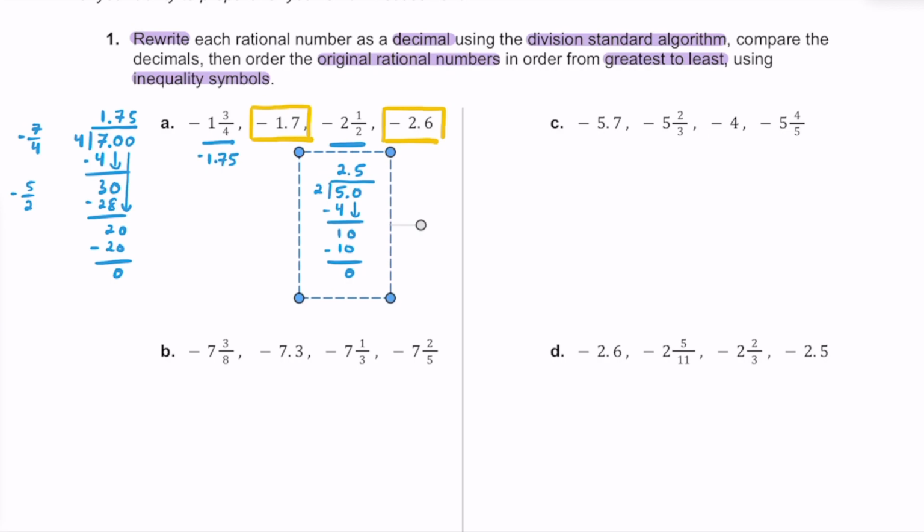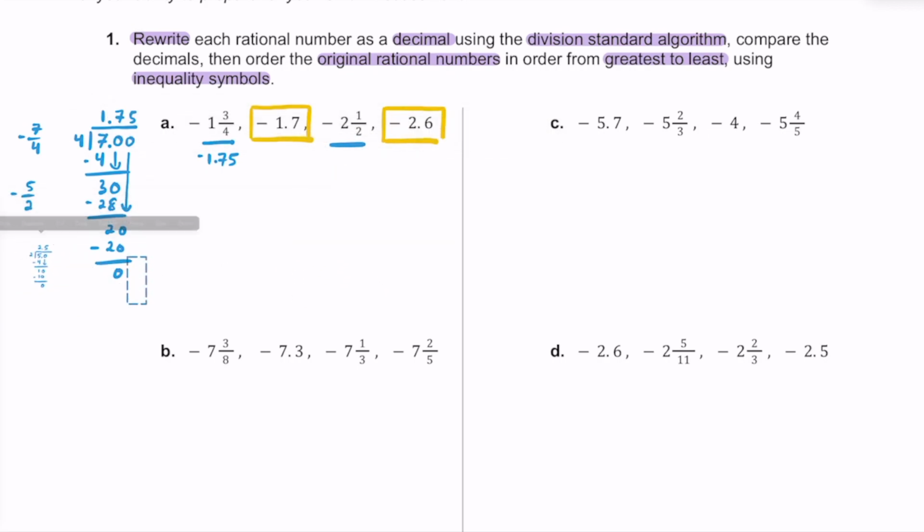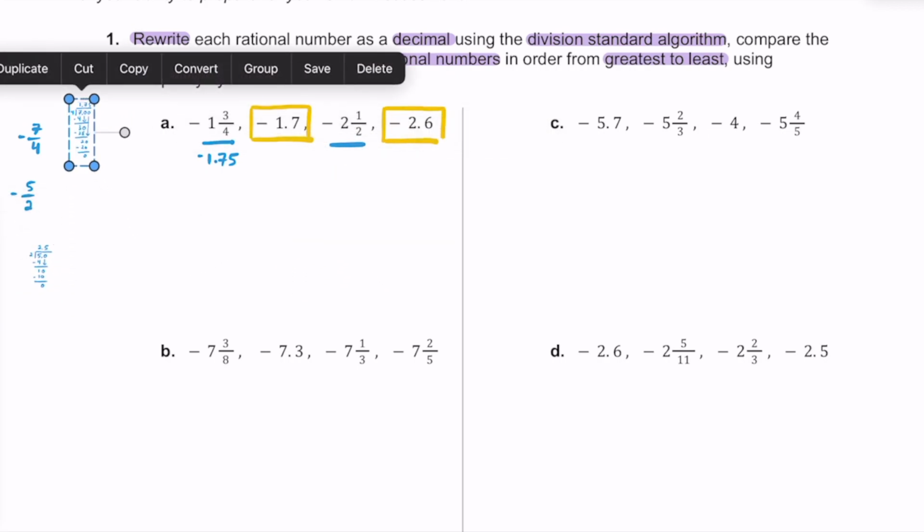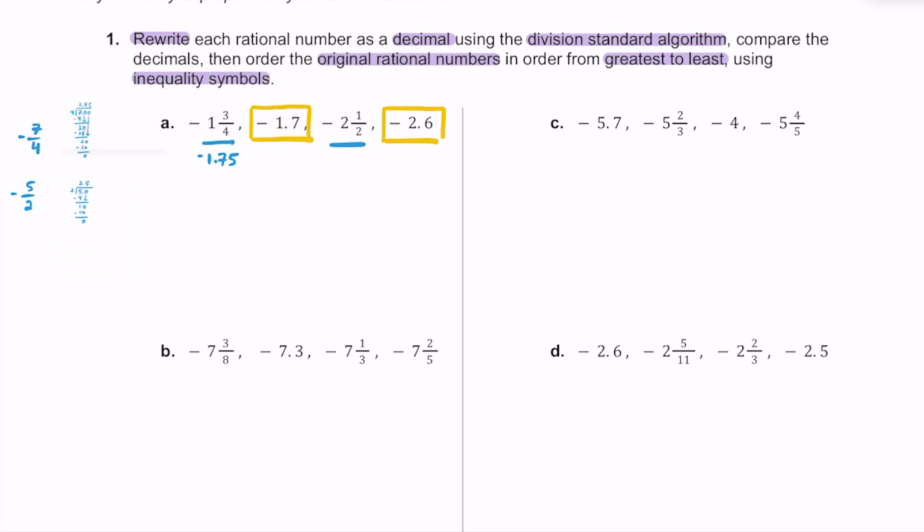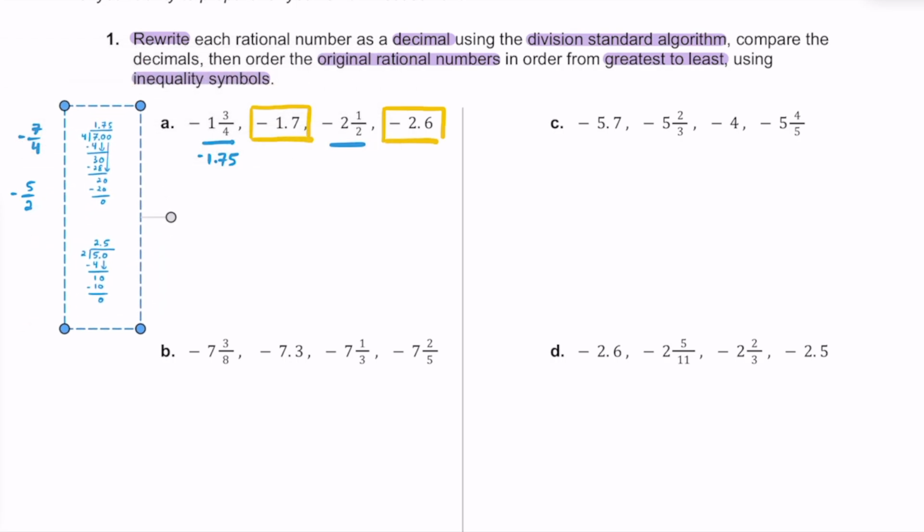Let's take this work and put it on the side here. I'm just going to leave it on the side though. So that was our long division. Maybe make it a little bigger so you can still see it if you want to. And so this decimal is going to be negative 2.5. Now we want everything to have the same number of decimal places, so we can rewrite this negative 1.7 as negative 1.70. This negative 2.5 we can say is negative 2.50, and negative 2.6 we can say is negative 2.60.